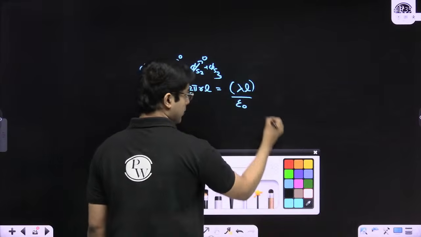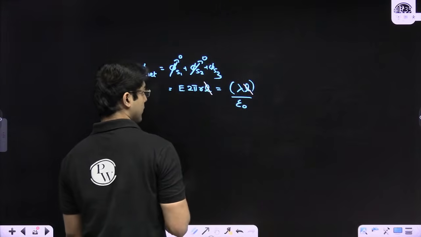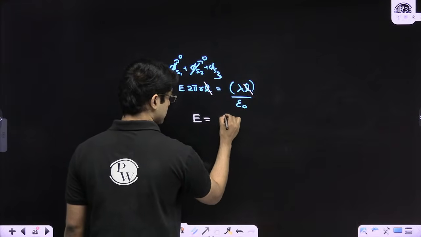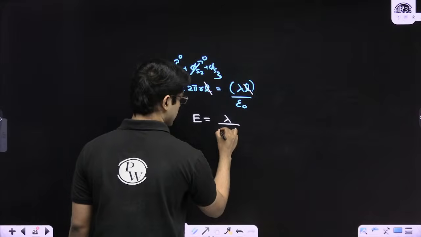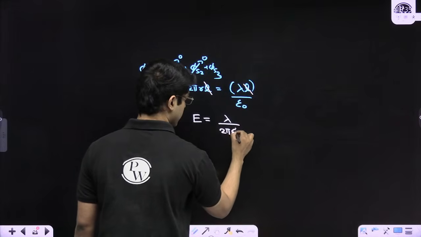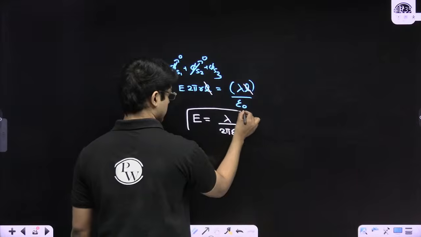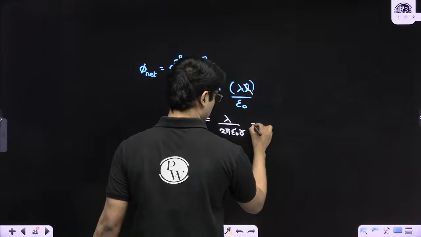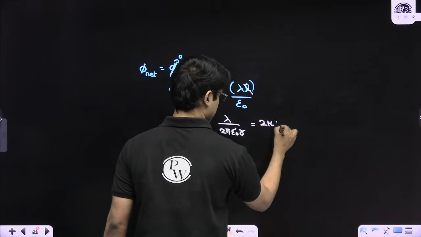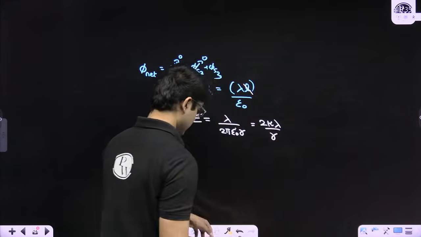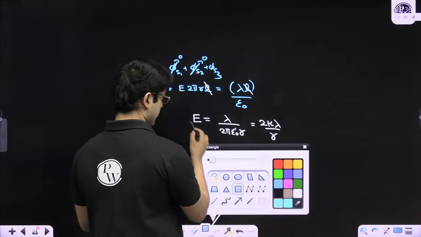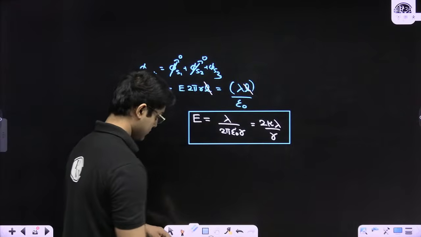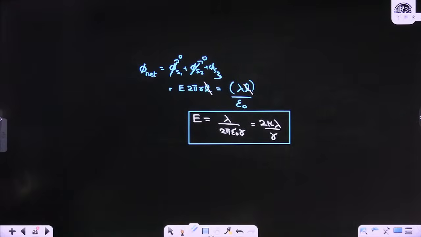So this turns out to be independent of the length L because it cancels out. And the electric field comes out to be lambda divided by 2 pi epsilon naught R, or you can also write it as 2k lambda by R, if you want to express it in terms of k. So this is the field due to the line charge.